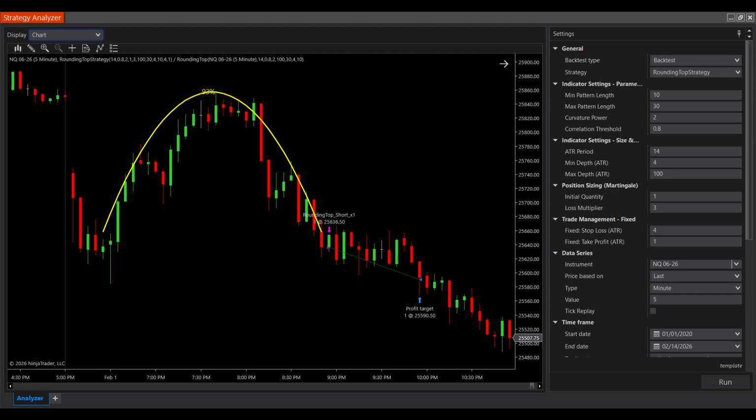Furthermore, the strategy employs a rigorous martingale recovery matrix. If a stop-loss is hit, the loss multiplier parameter kicks in. In this specific backtest configuration, it is set to 3. This means the algorithm triples its position size on the very next valid setup to aggressively recover the drawdown.